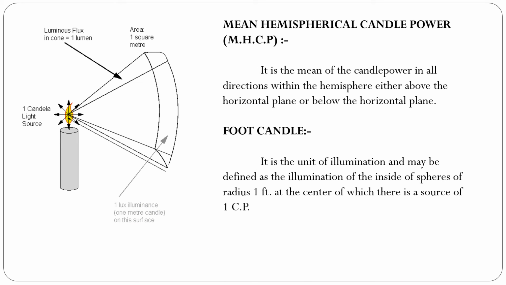Mean hemispherical candle power. It is the mean of candle power in all the directions within the hemisphere, either above the horizontal plane or below the horizontal plane. Now foot candle, it is the unit of illumination and may be defined as the illumination inside a sphere of radius 1 foot at the center of which there is a source of 1 candle power.